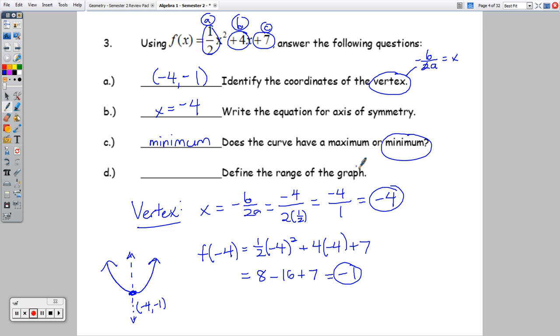And then the range of the graph, this is all possible y values. So all possible y here. And y, the lowest it gets is right there at -1. Anything above -1 is an option. So y is greater than or equal to -1. If it was opening down, we would say less than or equal to whatever the y value is instead.